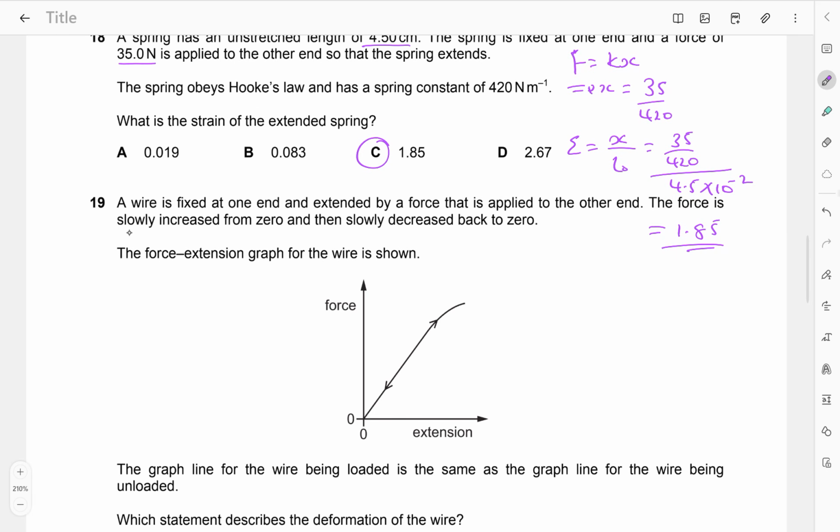The wire is fixed at one end and extended by a force that is applied to the other end. The force is slowly increased from 0 and then slowly decreased back to 0. You notice that when it is slowly increased from 0, this is the shape, and when it is slowly removed, we pass through the same original path and it will go back to the original length. So in other words, all the extension is removed. That means elastic. This is only elastic. If there was some extension retained, we would have plastic deformation, but this is only elastic.